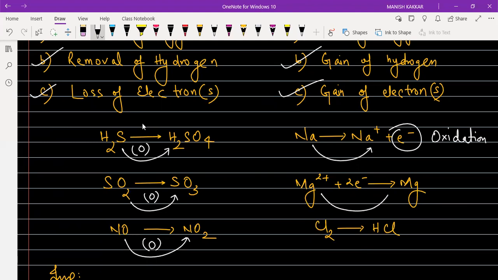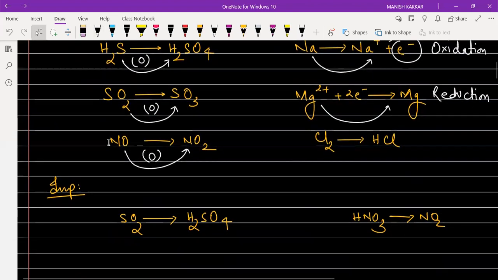Magnesium ion is getting converted to magnesium by the gain of electron, and the gain of electron, as already indicated, is said to be the reduction. So I can say one thing, that magnesium 2+ ions is getting reduced to the magnesium atom. Cl2 जब HCl में जाता है, so it is involving the gain of hydrogen, which is called as reduction.